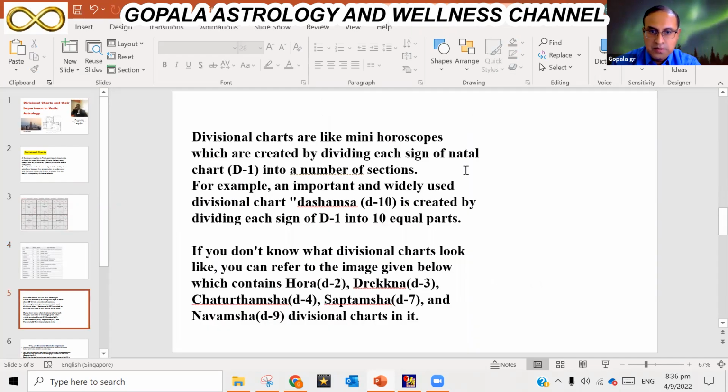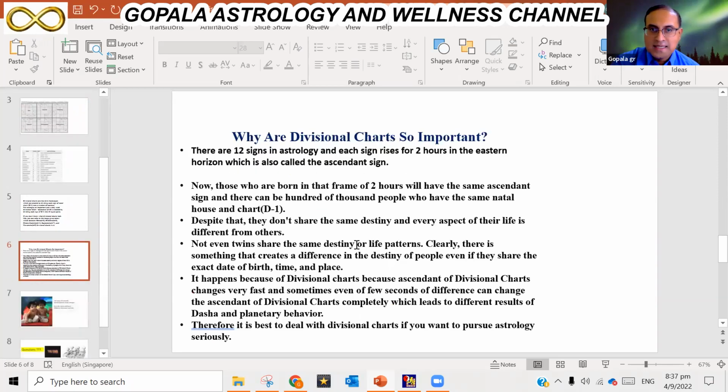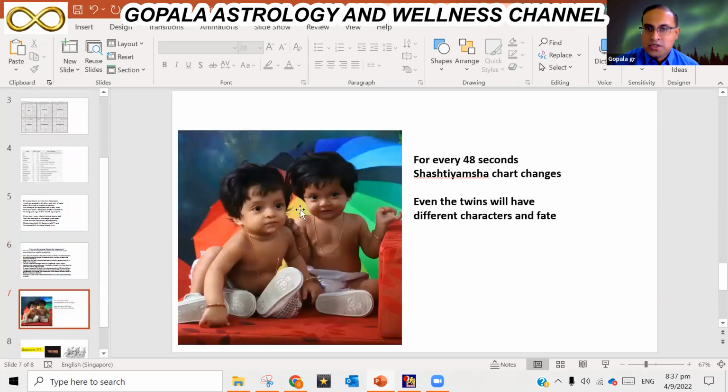Divisional charts are extremely important because one Lagna, that means one Rashi, stays for roughly 2 hours, 10 minutes, or it can be 1 hour 50 minutes. On average, about every 2 hours the Lagna is going to change. In that 2 hour span, you can imagine how many people are born on this planet, right? Not all of them can have the same characteristics. Even take the example of twins, right? The twins also will have different characteristics.